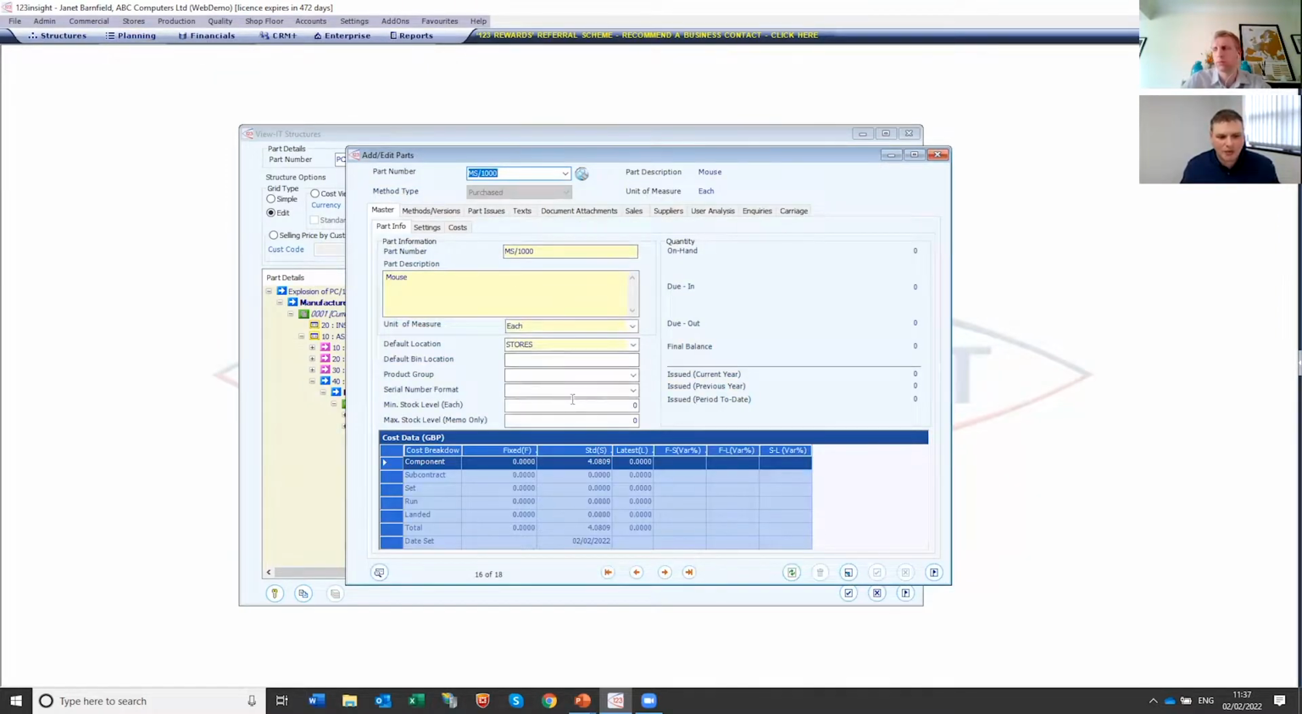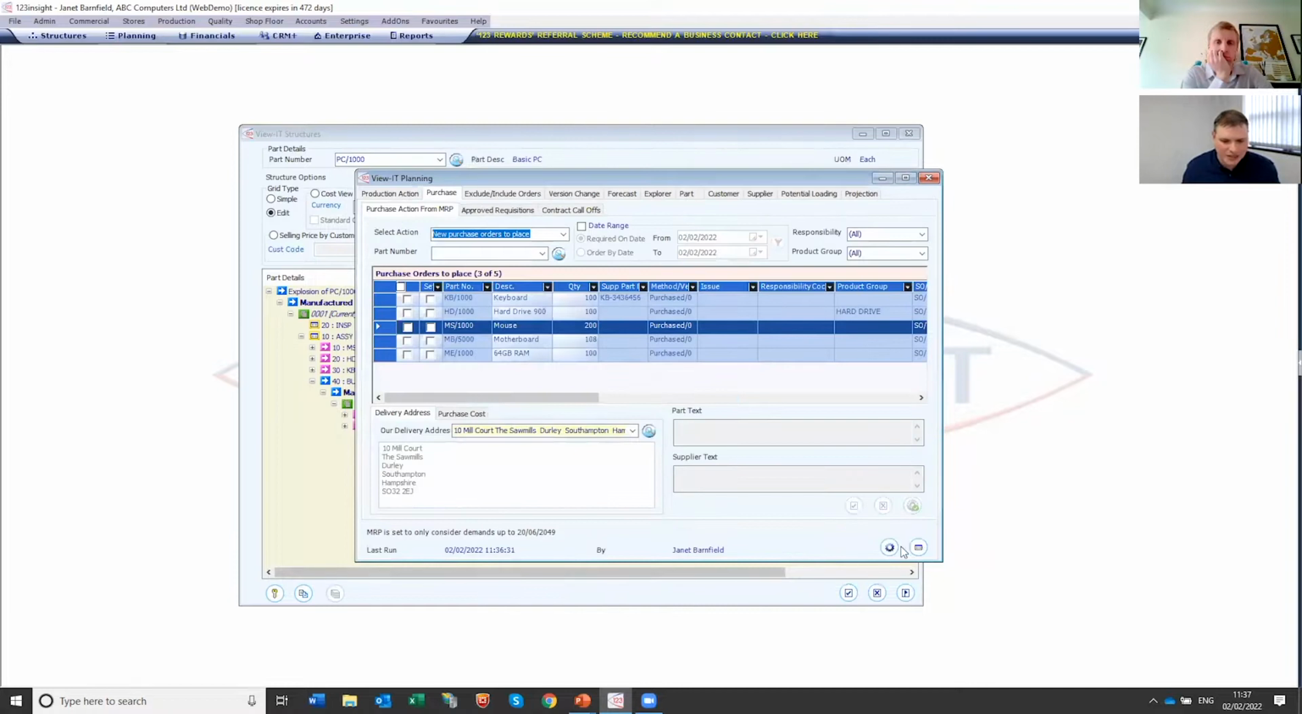So on the mouse, I'm now going to say, but look, I also want to hold a minimum quantity. Let's say I want to hold a box of 50 on the shelf. So I never want to run out of mice. I always want to have 50 around me on the shelf. So we're putting a minimum stock in. Obviously, at the moment, I have 0 in stock.